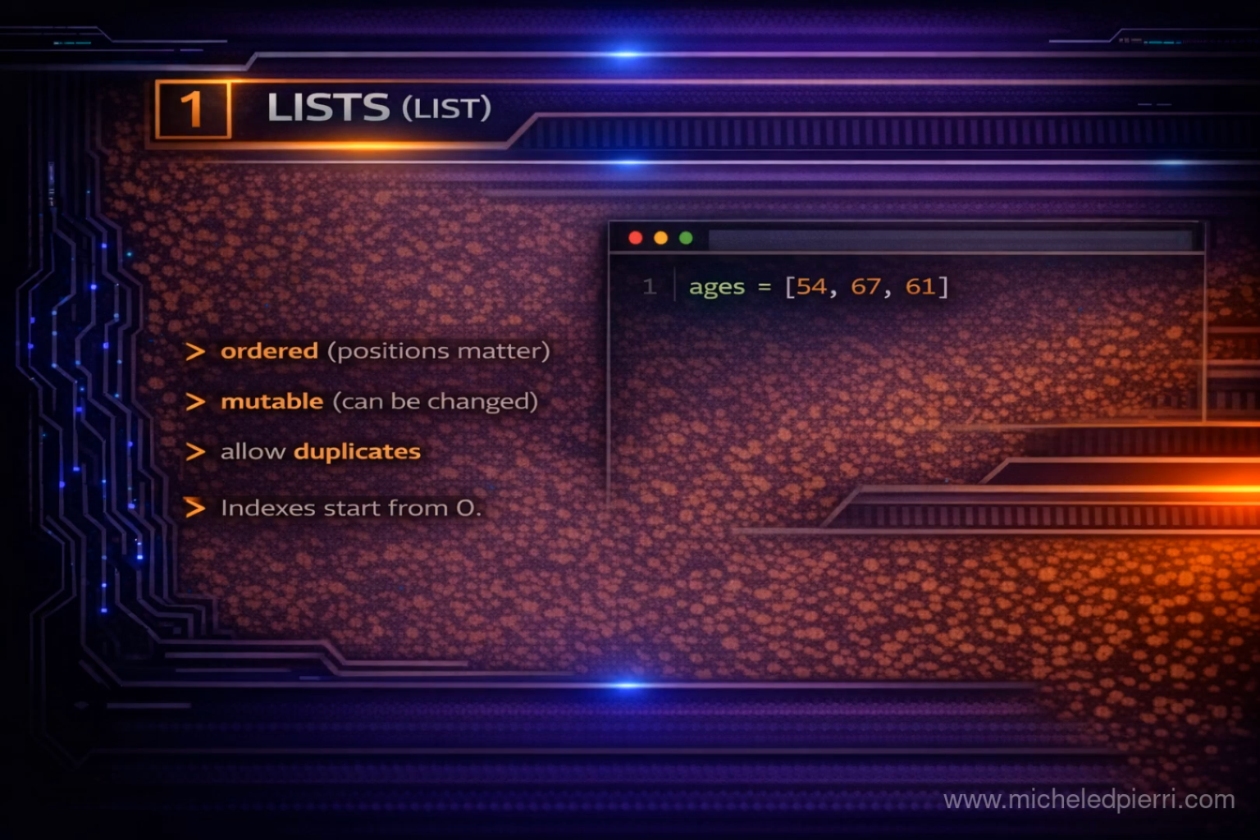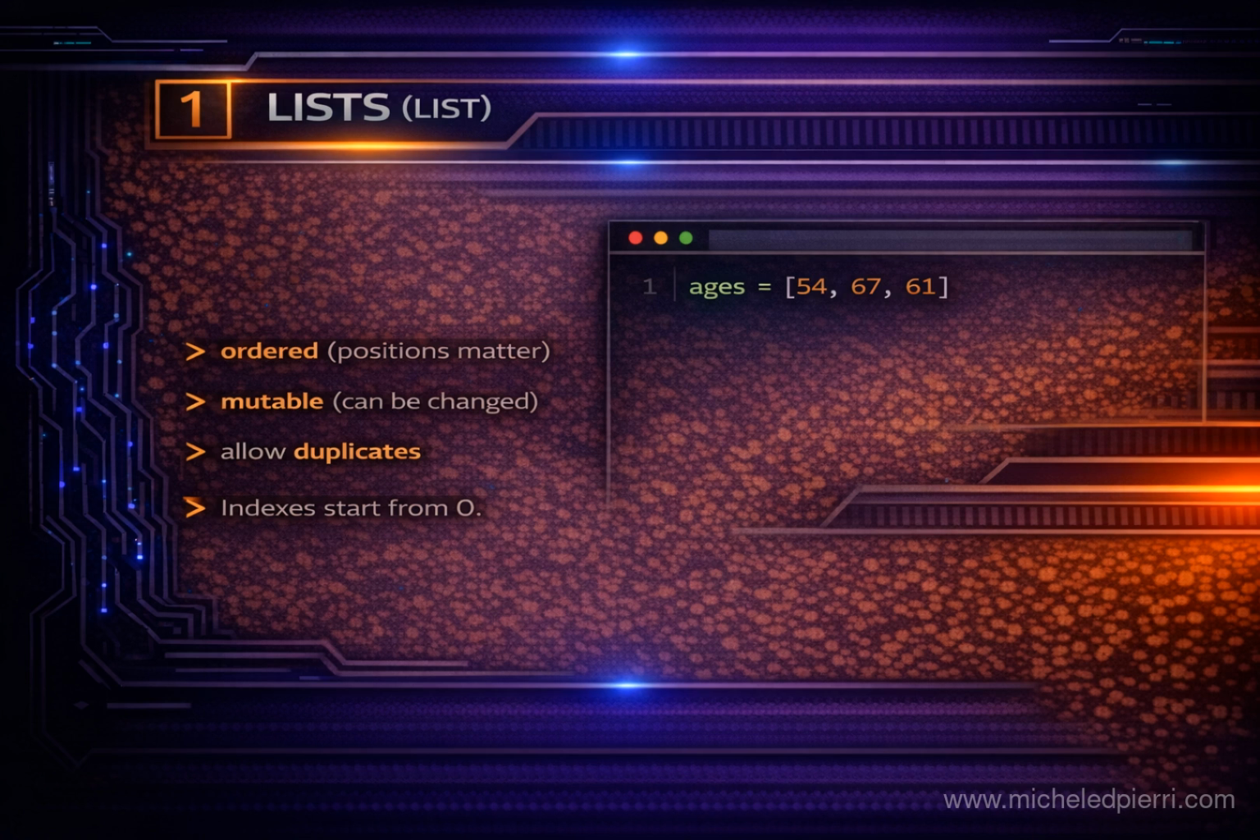Let's start with lists. They're the most common way to store a sequence of items in Python. The key point is that a list is a sequence where position matters, so you can talk about first, second, and so on. And unlike some other sequence types, lists are designed to be changed over time. You can update elements, grow the list, or shrink it. Also, Python won't stop you from storing the same value more than once.